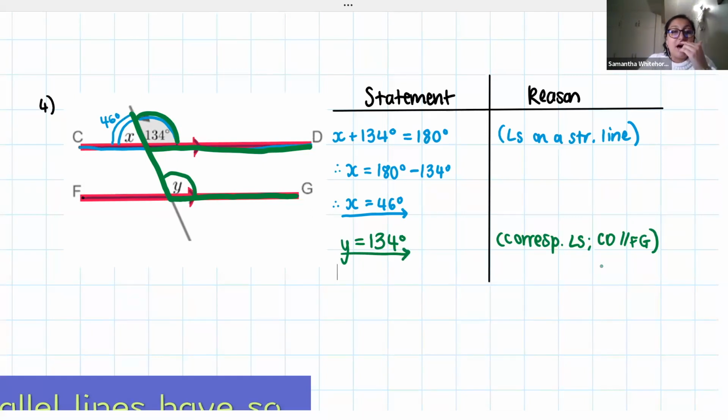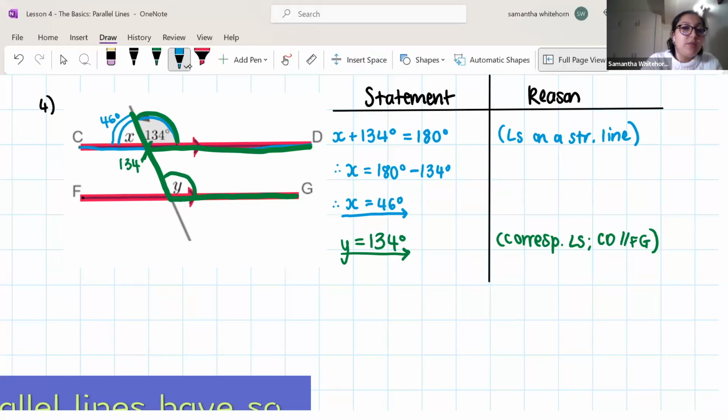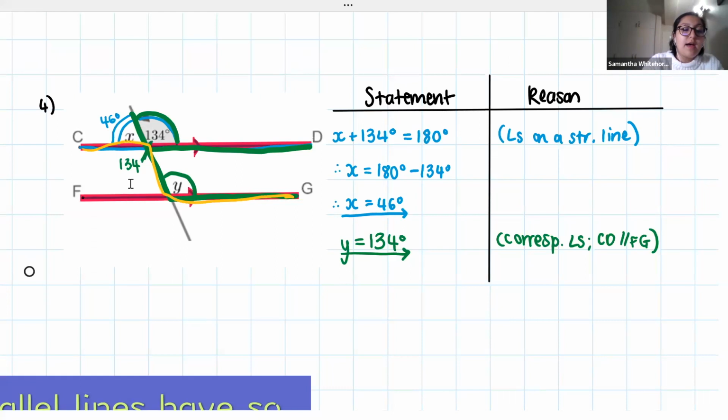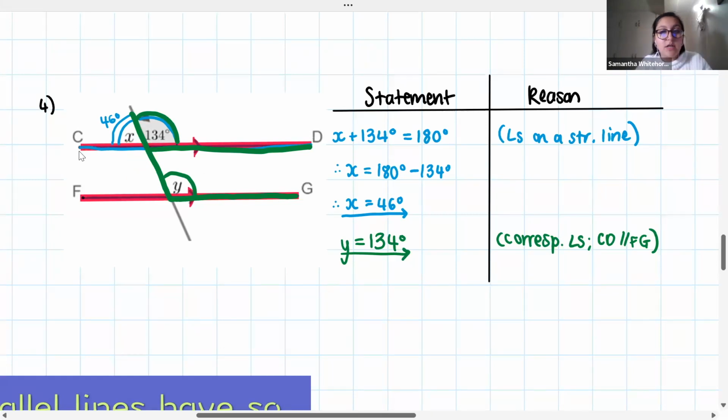Now, I saw someone said alt angles for y. That is absolutely fine. What I assume you did was you did vertically opposite to get 134 over here, and then you saw a Z shape like that. It's not a great Z, but a Z shape like that, telling you that those two were alternate. 100% correct. So guys, that's what I was saying earlier. There are multiple ways to get the answer. Just because I've done corresponding doesn't mean there's incorrect ways. Corresponding is the fastest way to get our answer, but there are other ways that you can get exactly the same answer.